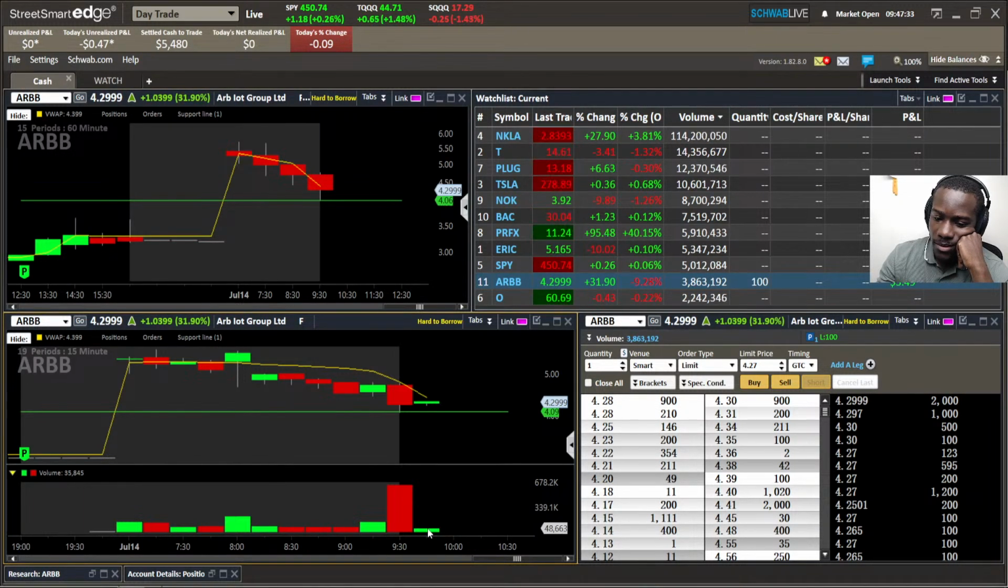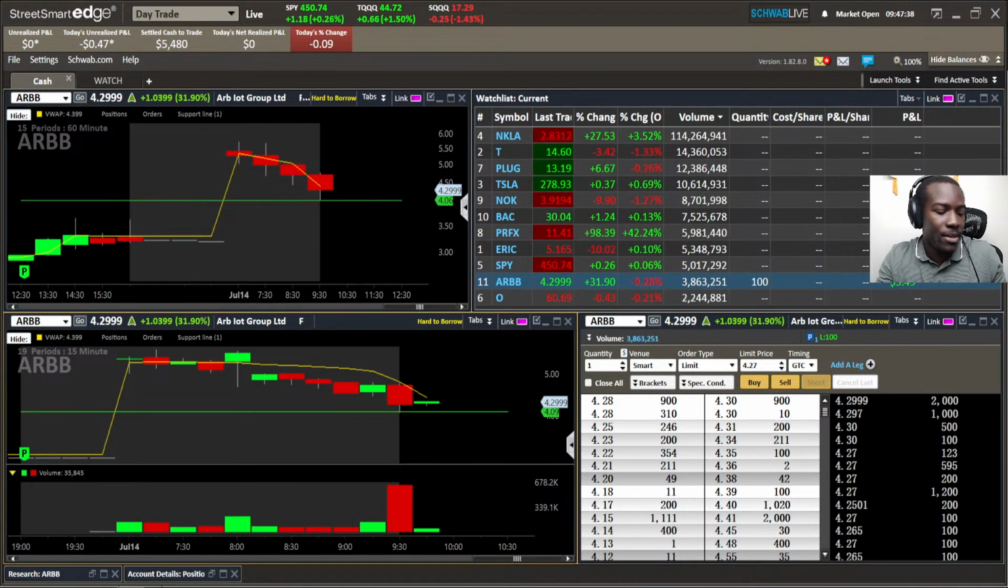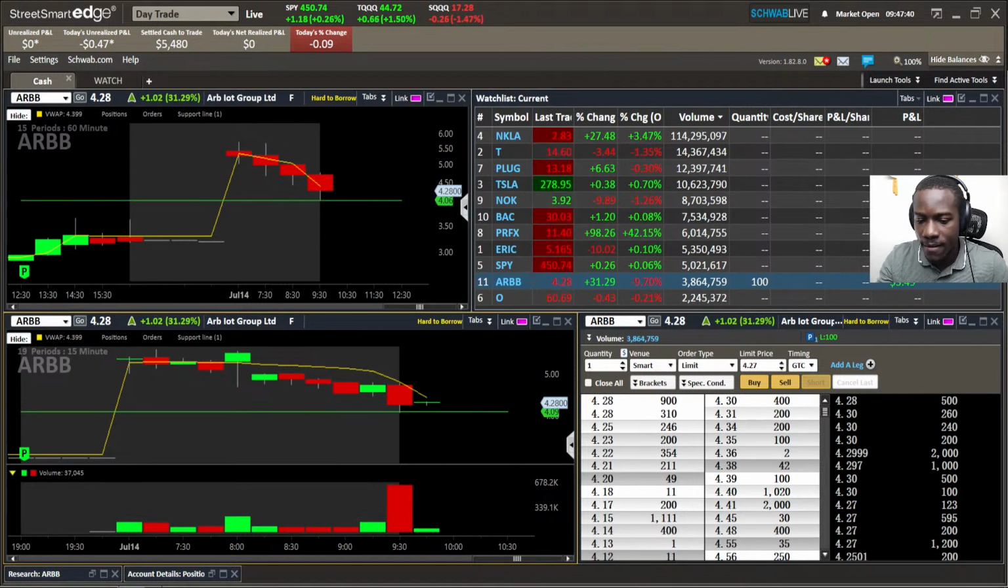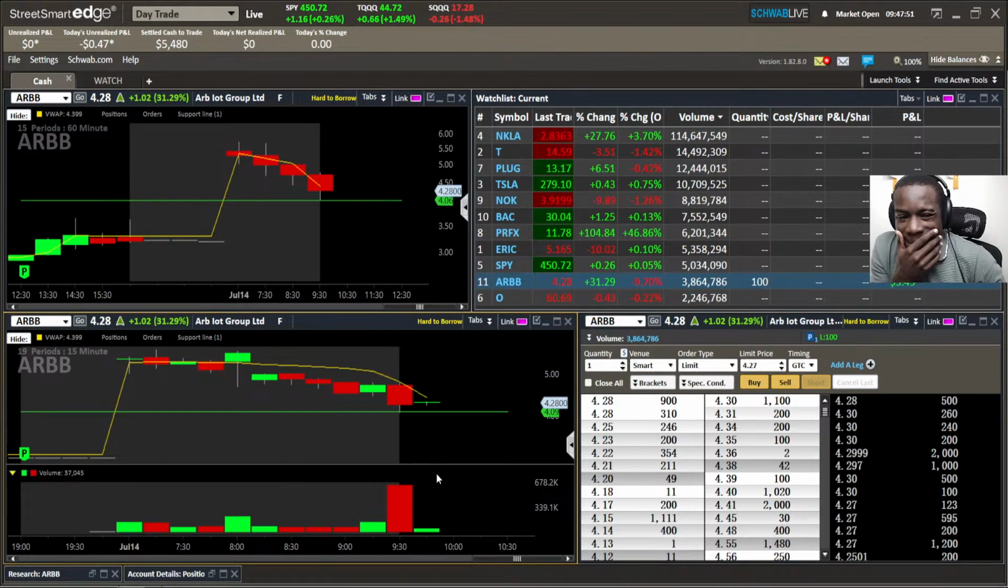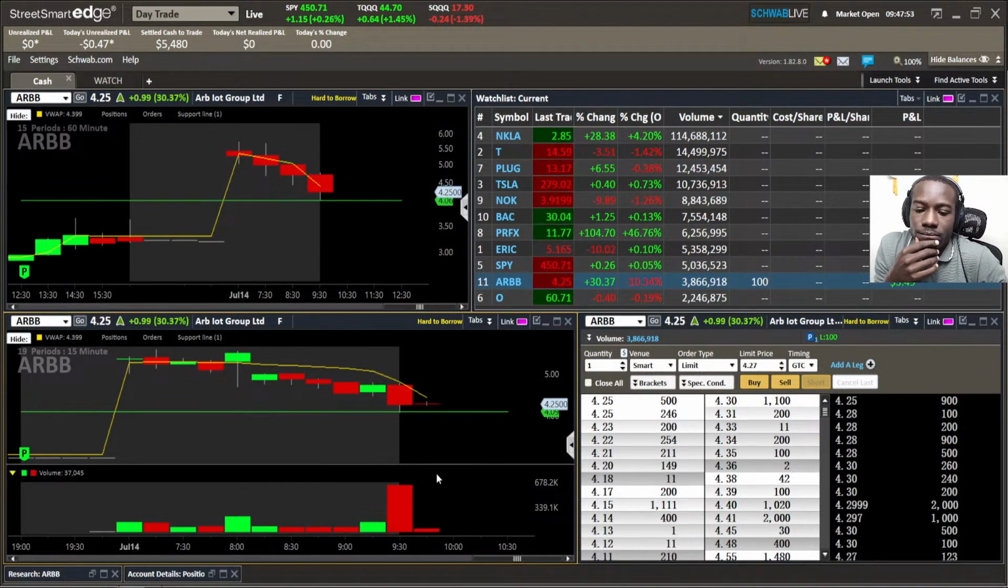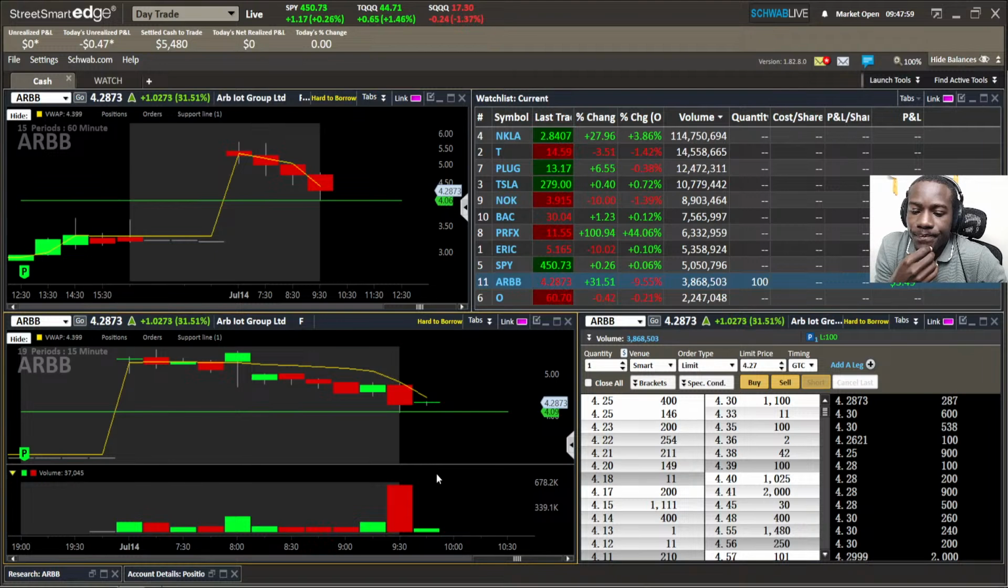Little bit of volume coming in there. We'll see what this volume. Can we get back over the 430s and possibly test the 450s? 430's coming in there a little bit.